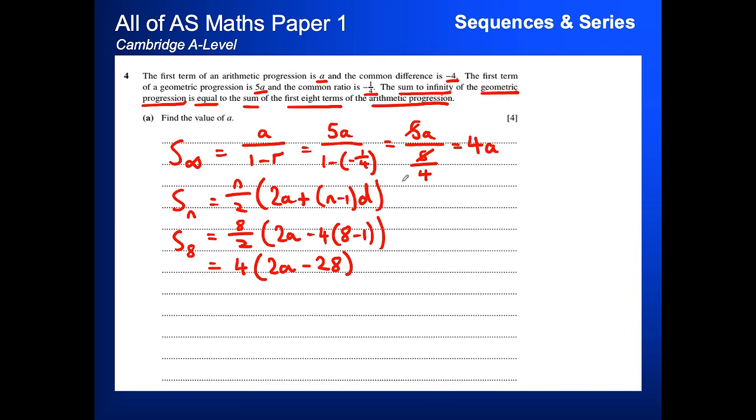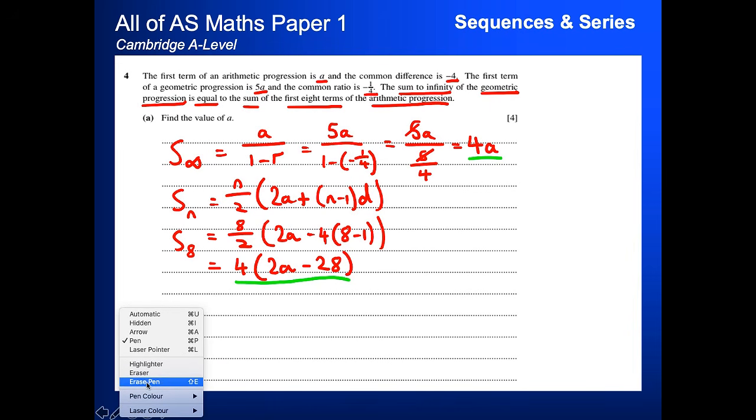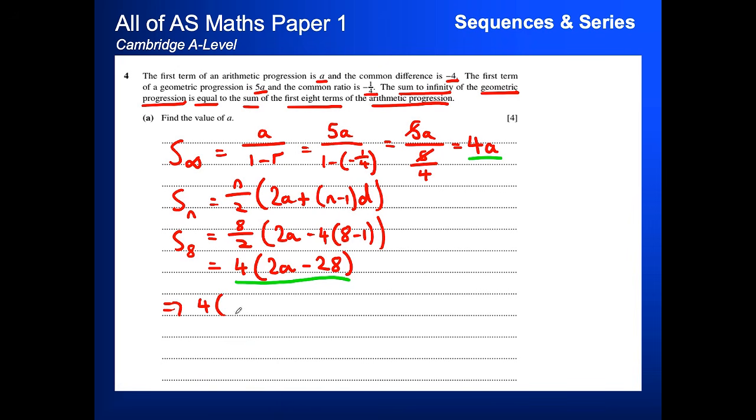And once we've got that, we know that, if I get a different colour pen here, let's get green, that this here, the 4a, is equal to what we've just worked out here. So at this point, we're now exploiting the fact that these two things are equal to each other. So therefore, we get 4 lots of 2a minus 28 is equal to 4a. And one of the reasons I didn't expand the bracket here is I can simply cancel the 4 here and 4 here.